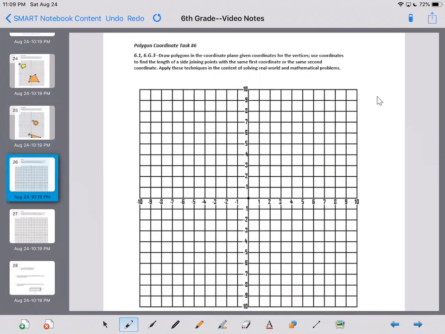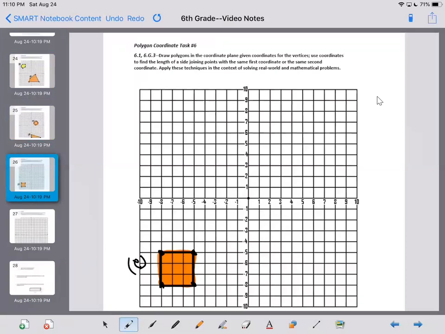Next, we'll look at E. So that's to the left 8, down 5. To the left 8, down 8. To the left 5, down 8. To the left 5, down 5. And then back to -8, -5. So we have a 3 by 3 square. And that's part E.